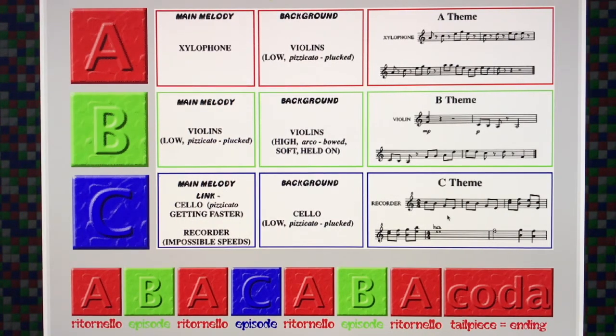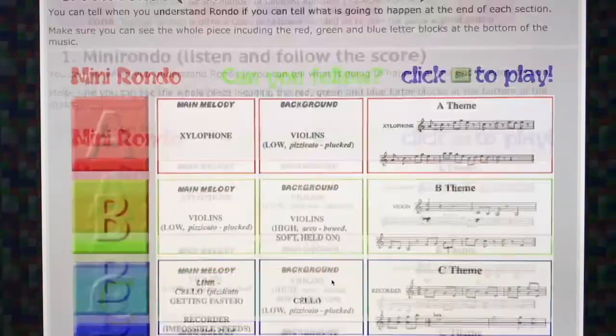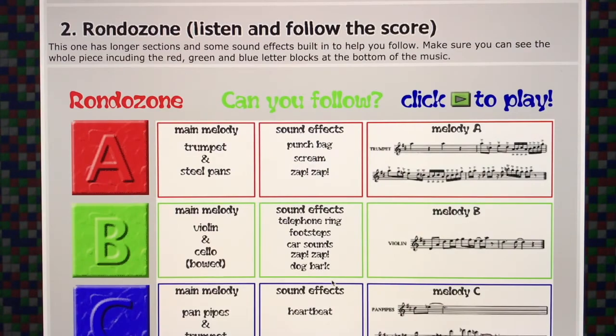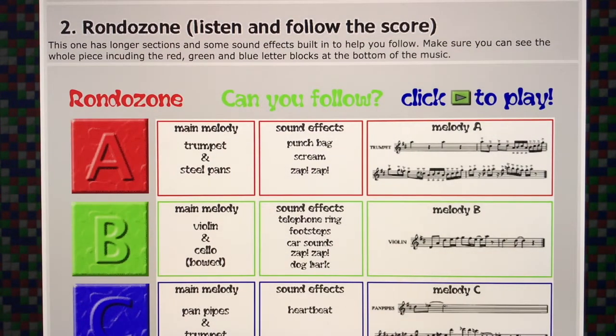So if you wanted to play this music again, you would hear the A section 4 times to every time you heard the C section. So you might even get bored of the A section after a while before you got to know the B and the C section. Moving on, the second piece is called Rondo Zone.